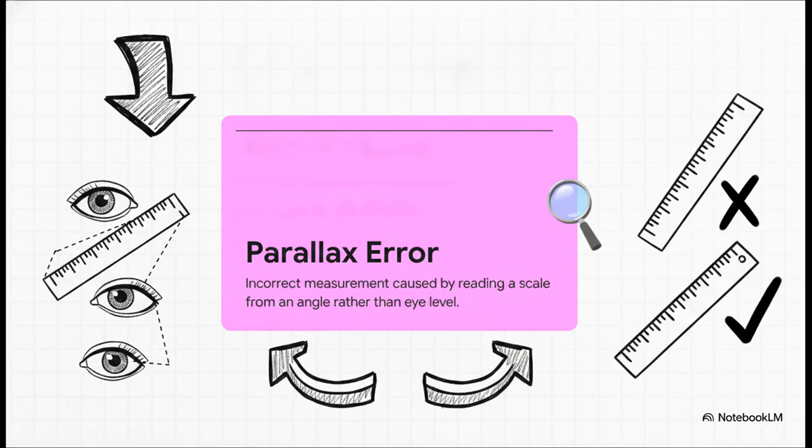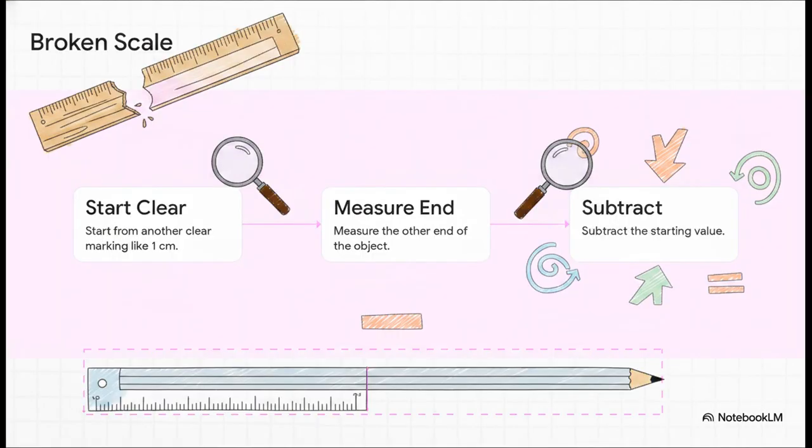This is basically a totally false reading that happens just because you're looking at the scale from a side angle. Seriously, just by tilting your head a little to the left or right, the markings line up differently with your object, and boom, your measurement is ruined. Always look straight down.